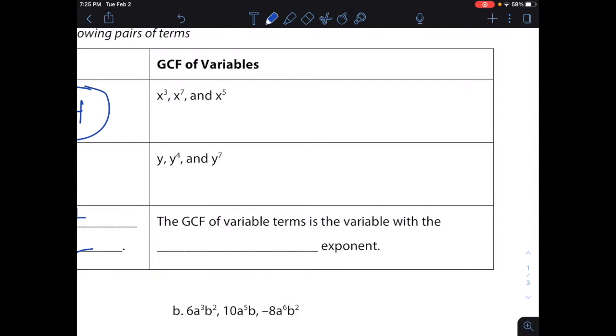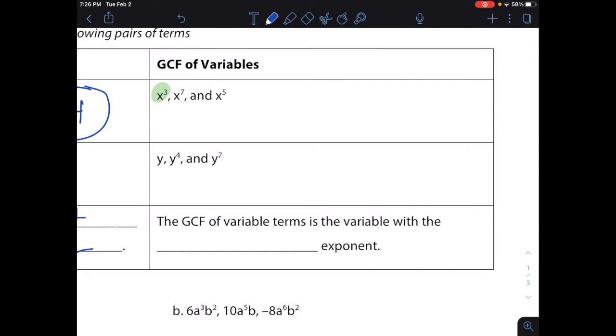And variables are, to me, a little bit simpler. When you're trying to determine the GCF of variables, you just look at the smallest exponent. So in this case, the smallest exponent is x to the third. So I know that x to the third goes into itself, right? I know that x to the third goes into x to the seventh. And you might be thinking, well, 3 doesn't go into 7 evenly. It doesn't matter with variables because all we want to do is take out the same number of variables from each one.